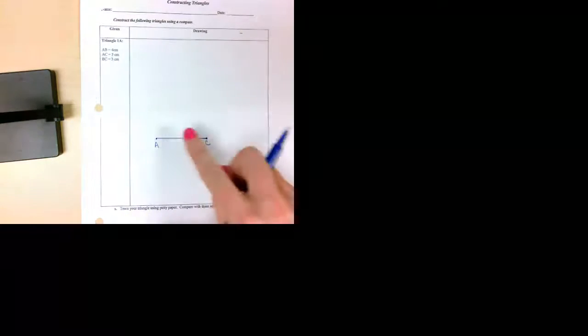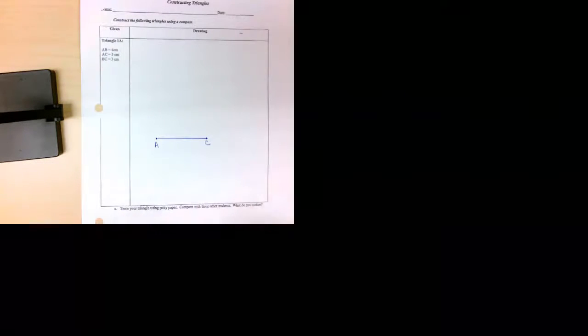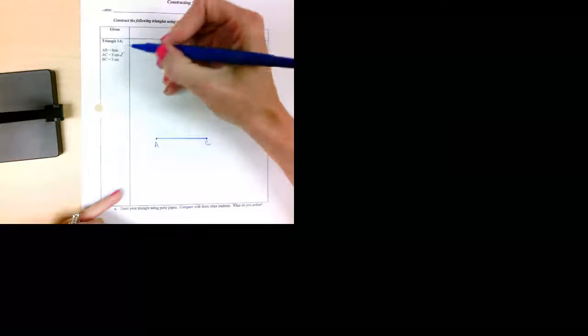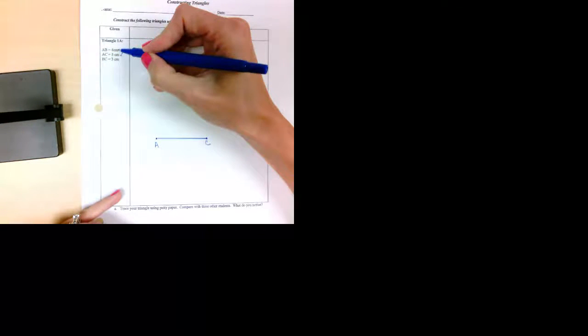Now to get your other two sides, in order to make a triangle, we've got to find 3 points. So as soon as we find where point B will be on this triangle, we can connect all of our dots and have the correct triangle. So we've already done AC. So now I'm going to move to the segment AB, which is 4 centimeters long.